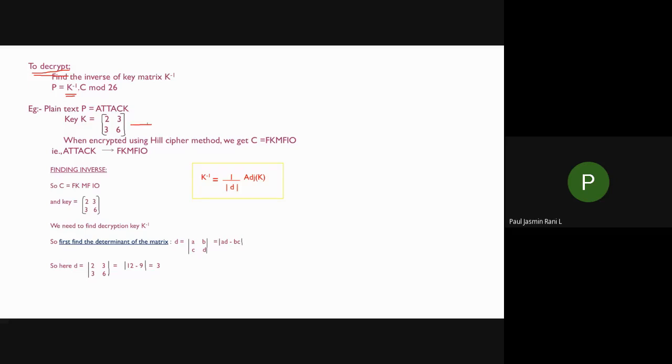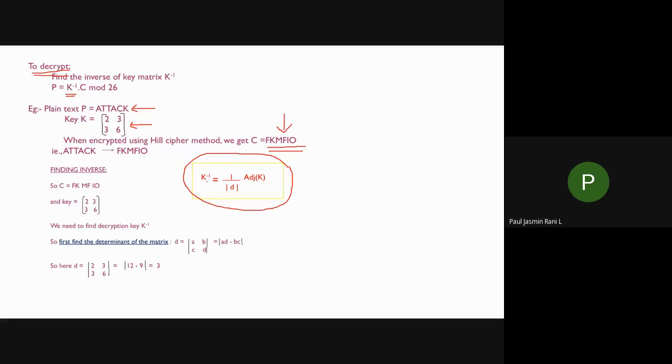Okay, so this is the K, you all know, and this is your plain text. So from your encryption, we got this ciphertext, isn't it? So you have all these inputs. So first let us see how you have to find out the K inverse. So this is the formula to find out the K inverse. I hope that you all studied this in your maths itself, isn't it? That is your K inverse.